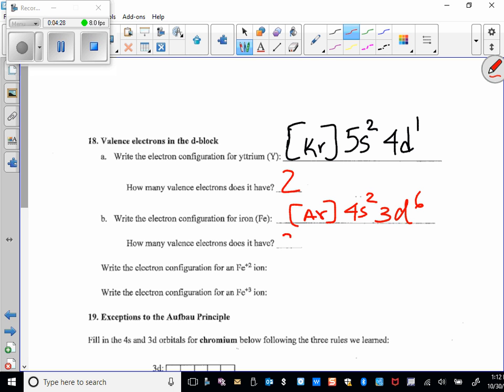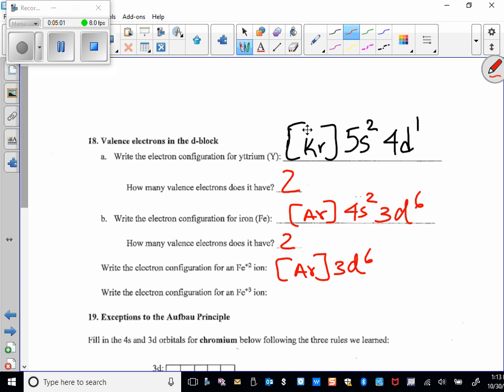Now, how many valence electrons does it have? 2. So if iron is making a +2 ion, which 2 electrons will be lost? The 4s2. So the remaining will be argon 3d6. Are we good? You won't write argon 4s2 3d4. Does that make sense? You will write argon 3d6.